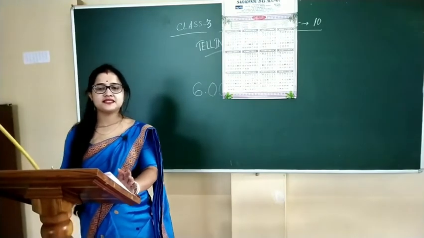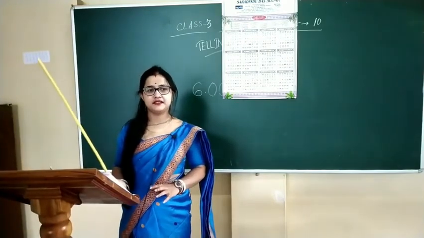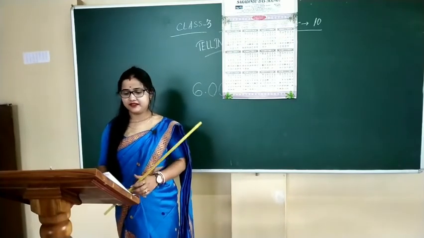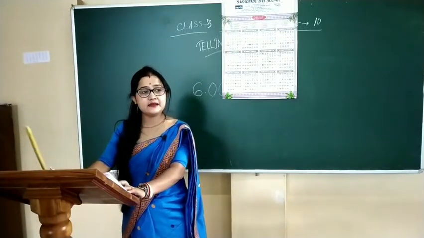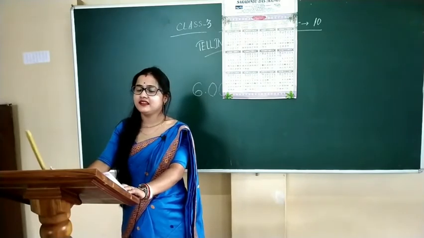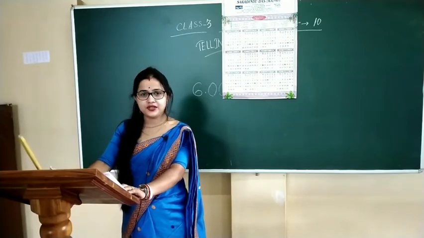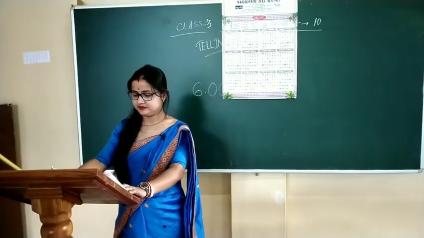How many weeks make a year? 52 weeks make a year. And how many days make a year? In a year, how many days are there? There are 365 days in a year.